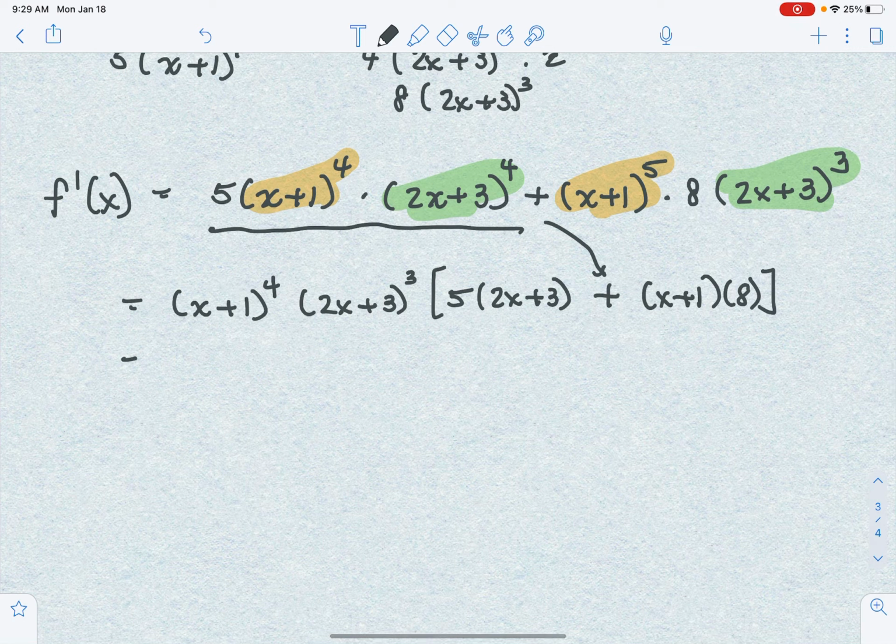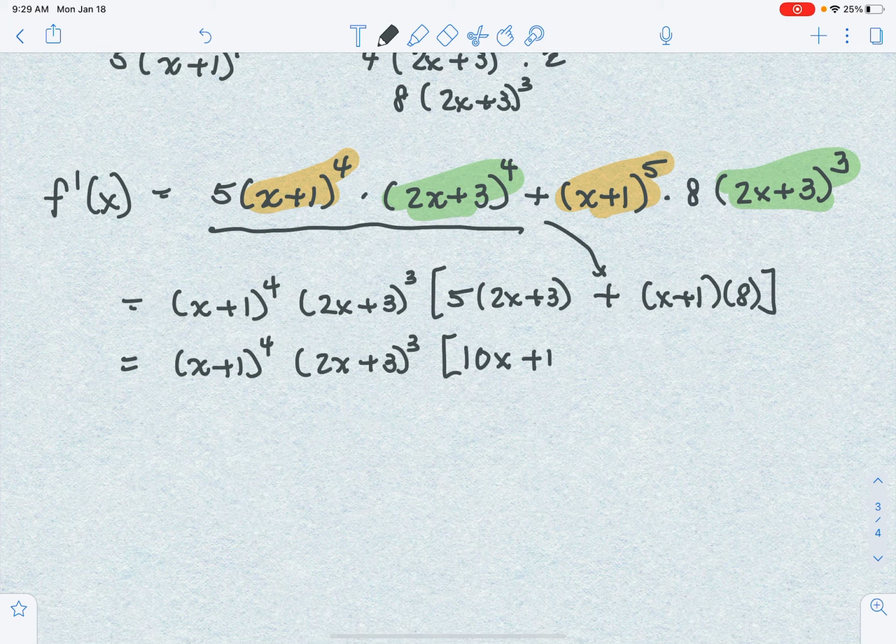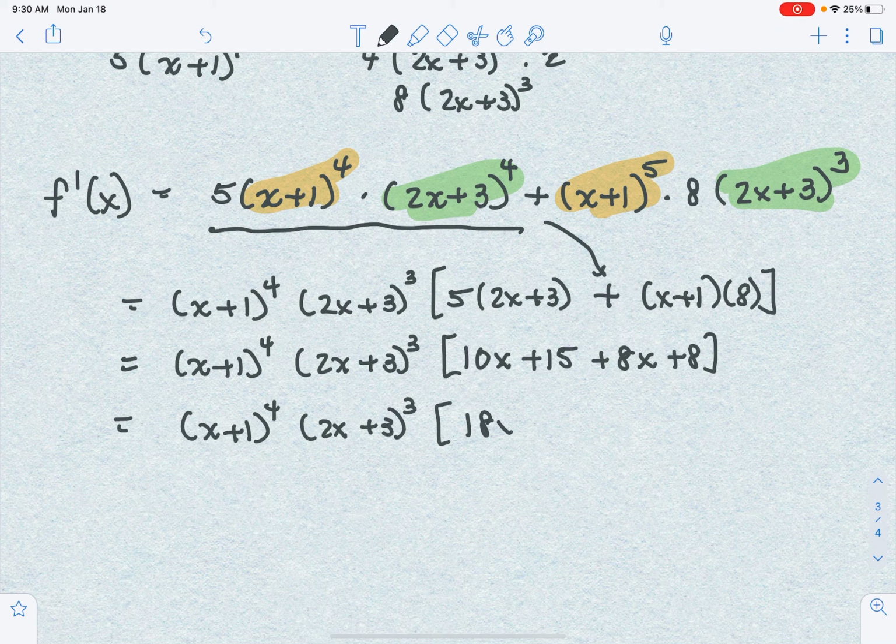So we're actually almost there. So this is equal to x plus 1 to the 4th, 2x plus 3 to the third. And then to simplify inside the brackets, this looks like 10x plus 15 plus 8x plus 8, which turns out to be x plus 1 to the 4th, 2x plus 3 to the third, and 18x plus 23. And again, that factored form will be handy if we have to set it equal to 0, because now we can easily see which values of x make this equal to 0. But we're not there yet. We're just practicing taking the derivatives to be able to get there later.